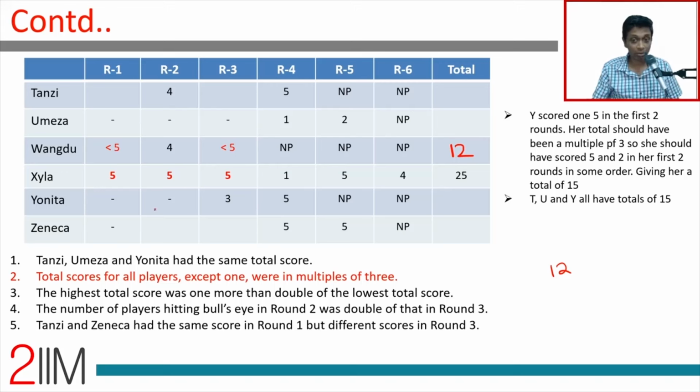Right? But we need them to be multiples of 3. So Yonita would be 13 plus 1 score. Tanzi would be 14 plus 1 score. Umeza would have 2 5s. 5 plus 5, 10. 10 plus 1, 11 plus 2, 13 plus 1 score. All 3 of them should be equal and should be a multiple of 3. It cannot be 18 because that missing score cannot be 5, or the total is 15.